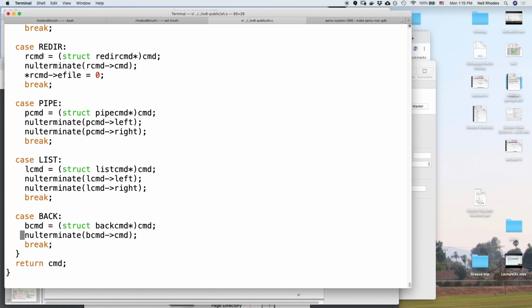Right, 2 to the 10 is a K, 2 to the 20th is a meg, and 2 to the 30th is a gig. So 2 to the 32 is how many gig? 16. Not quite. So 2 to the 30th is 1 gig, 2 to the 31 is 2 gig, and 2 to the 32 is 4 gig.